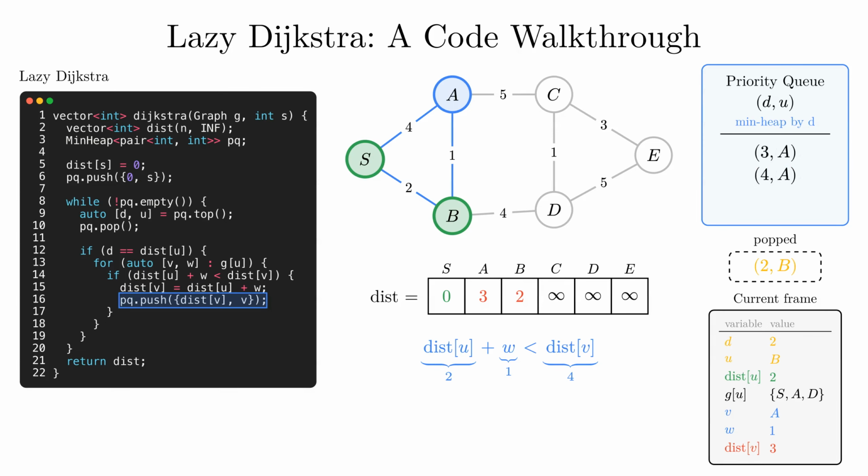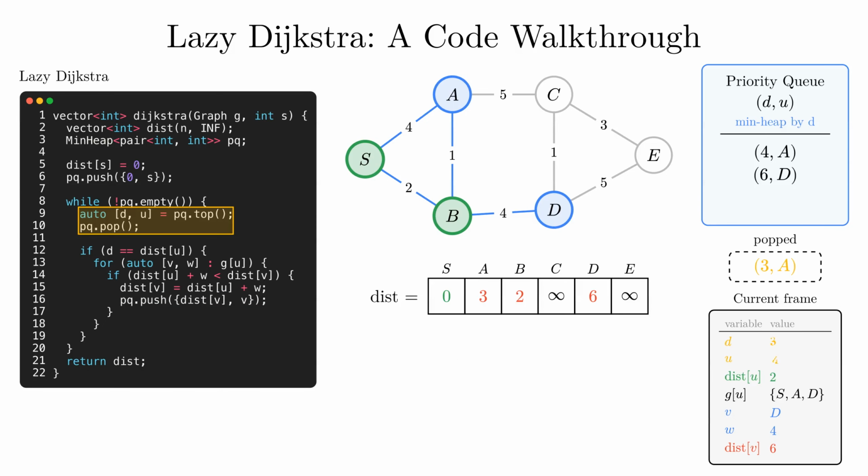But look carefully at the Q. The old pair, 4, A, is still sitting there. A standard priority queue cannot update a key in place, so instead of hunting for the old pair, we simply insert a new one and throw the outdated one away later. That laziness is what names this implementation. B's last edge costs 4, so D is discovered at distance 6.